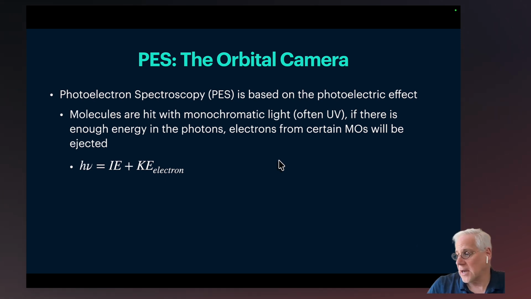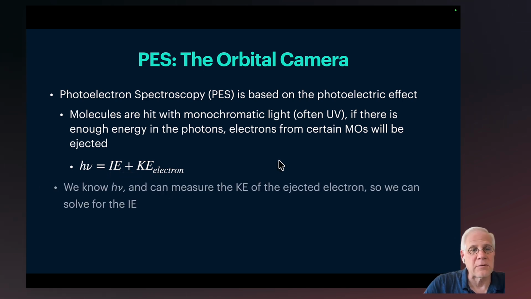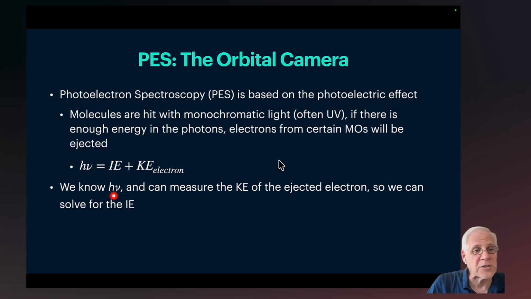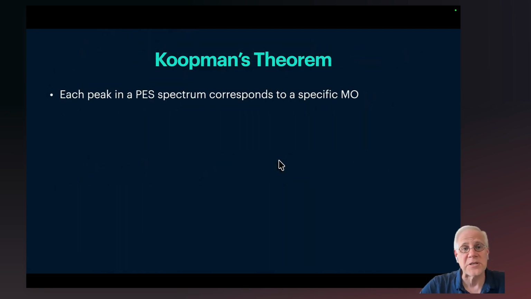And so what we can look at is the overall energy. So h nu, the total energy that was sent into the system, must be equal to the ionization energy plus the kinetic energy of the electron. Again, we know h nu because that's the light that we put into the molecule. We can measure the kinetic energy of the ejected electron, and so whatever's left must be the ionization energy for the orbital that the electron came out of. And that ionization energy is essentially the energy for an orbital.